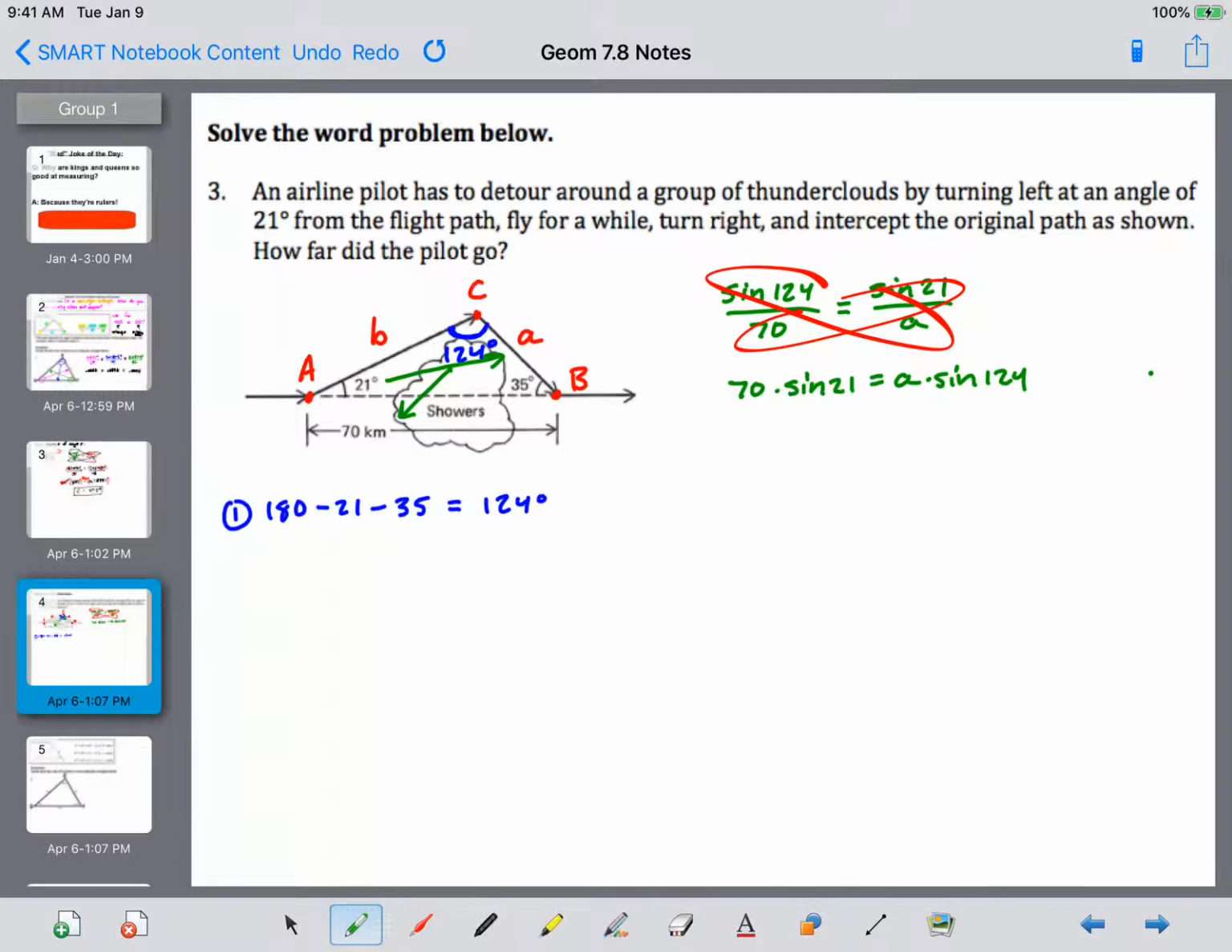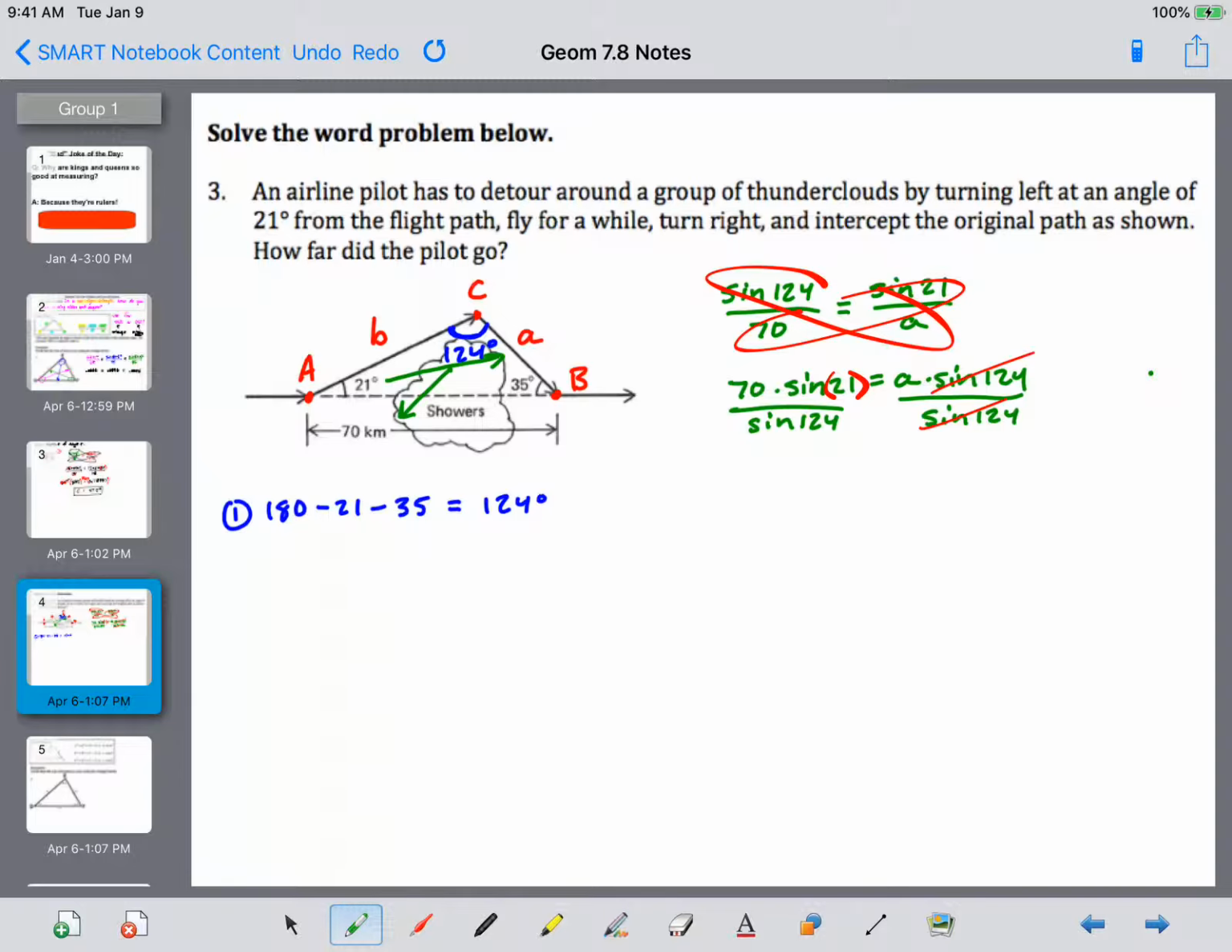Okay, and we are trying to get A by itself. So in order to do that, we are going to need to divide by the sine of 124. All right, so now is when you can get your calculator handy. These are going to cancel over here. And let's plug in 70 times the sine of 21. Again, make sure if your calculator gives you parentheses, close up that parenthesis after the 21. And then divide that by the sine of 124.